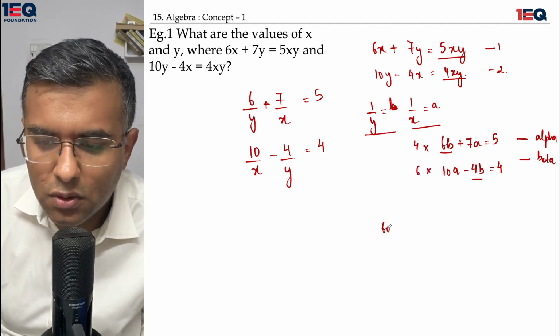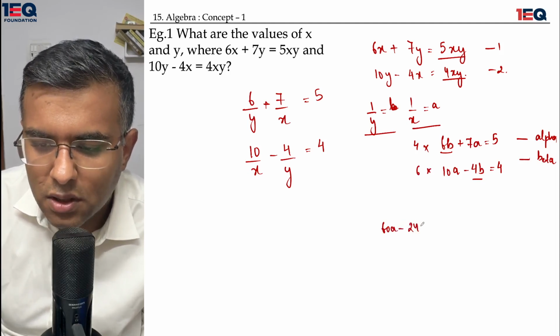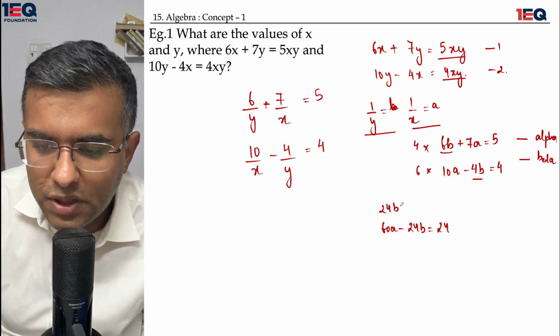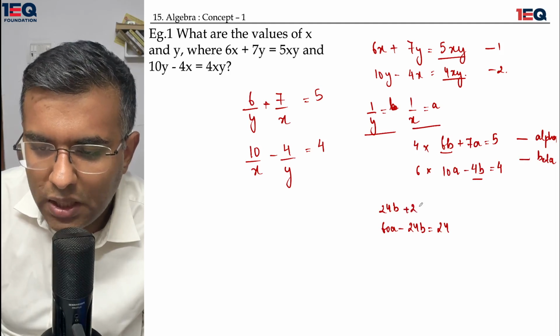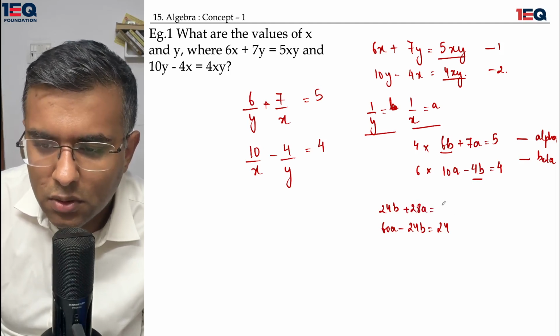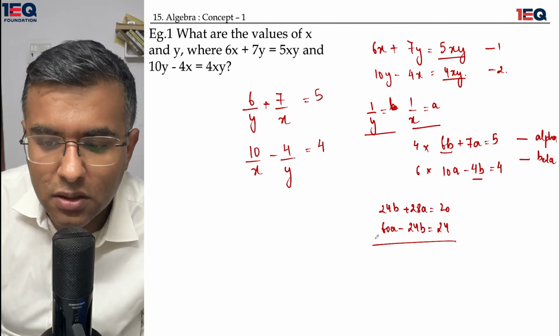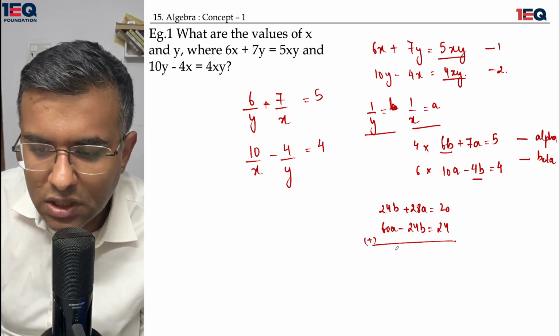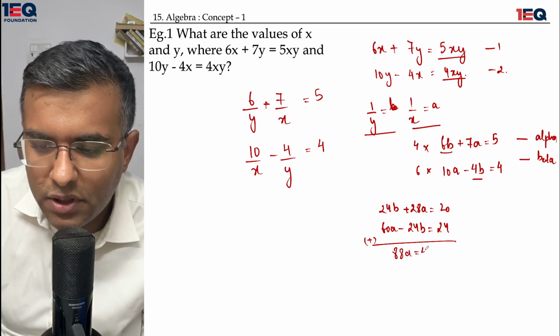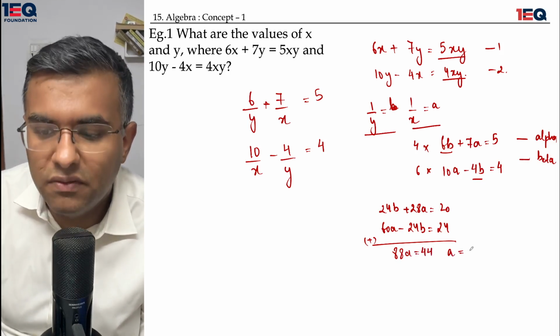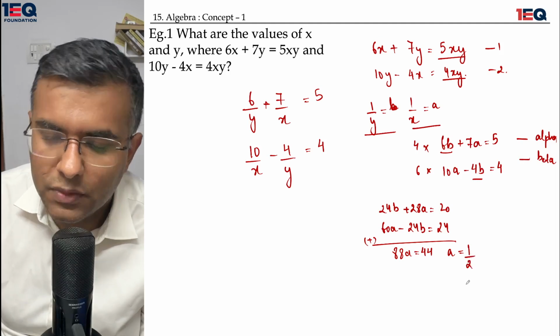That would lead to 60a minus 24b being equal to 24. This is the second equation, or the beta equation. Then 24b plus 28a being equal to 20. Okay, to eliminate the variable b, I would quickly add both the equations. This would lead to 88a being equal to 44. From here I can deduce the value of a being equal to half.